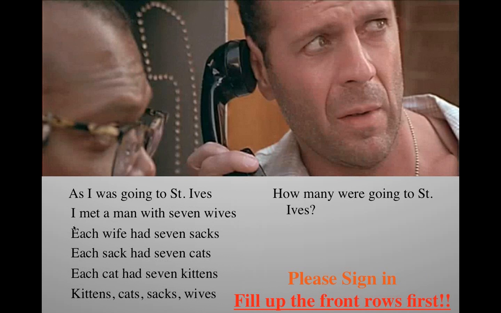As I was going to St. Ives, I met a man with 7 wives. Each wife had 7 sacks. Each sack had 7 cats. Each cat had 7 kittens. Kittens, cats, sacks, wives. How many were going to St. Ives? Okay, in this case, only the man was going to St. Ives. The 7 wives, the other man, the wife with the 7 sacks, the 7 cats, and the 7 kittens were all met along the way. They weren't going.